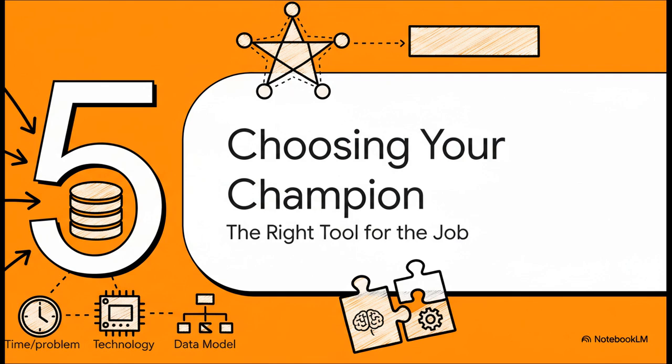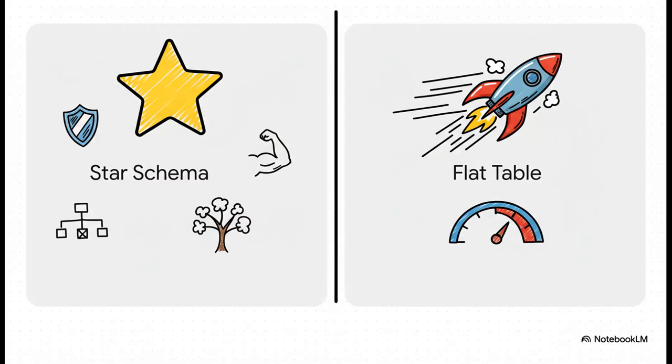So, knowing all this, how in the world do you actually choose? Well, it all comes down to matching your data model to your tech and to the specific problem you're trying to solve. Okay, so let's boil it all down. This is your cheat sheet. The star schema is still your champion for flexibility, data integrity, and scalability, especially on traditional systems like Redshift, or if you're using a BI tool like Power BI that's built for it.